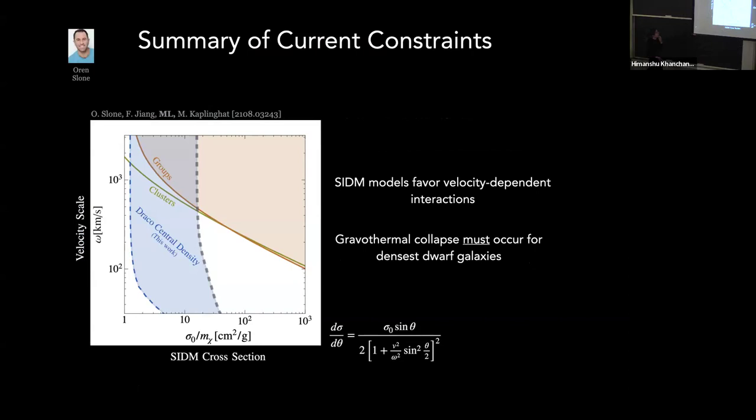So this region up here is excluded by data coming from galaxy clusters and galaxy groups. And then this blue band here is excluded by data coming from the Draco dwarf. So the white regions are what remains that's viable for this self-interacting dark matter model. This slice here is essentially in the regime where you're starting to just look like cold dark matter.